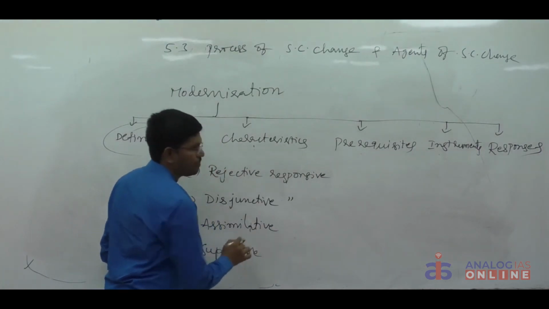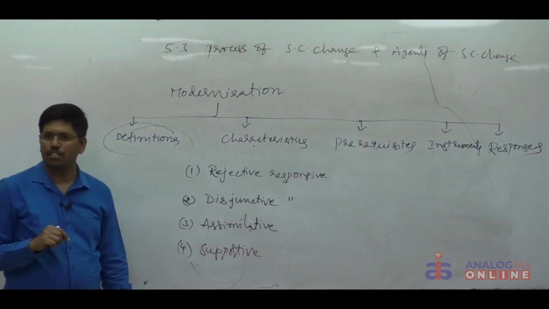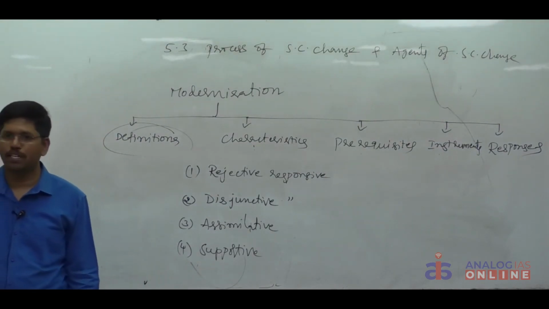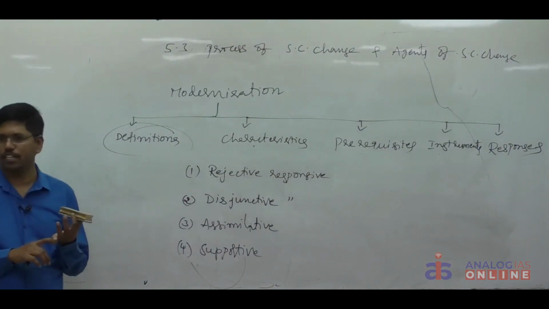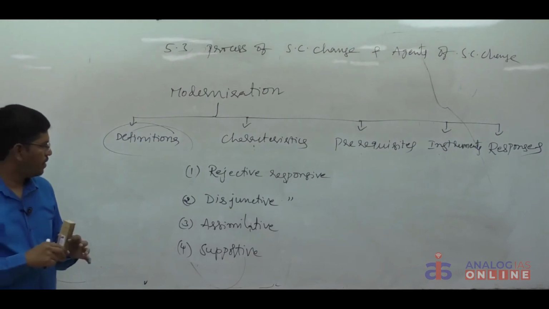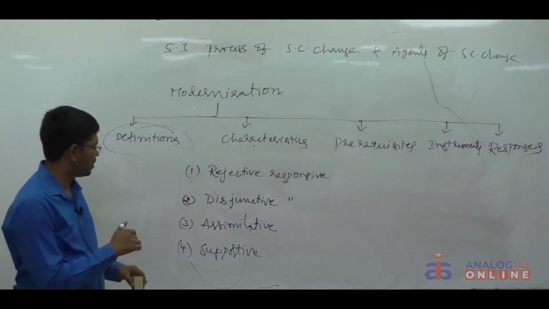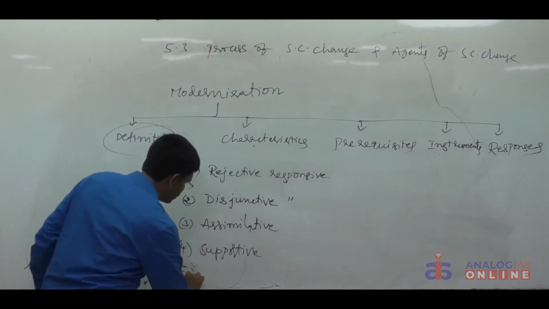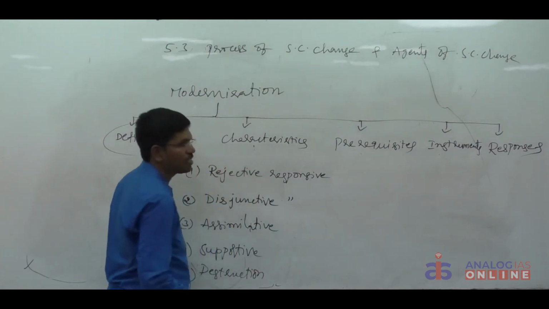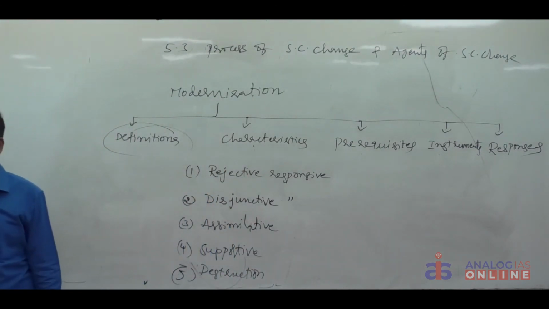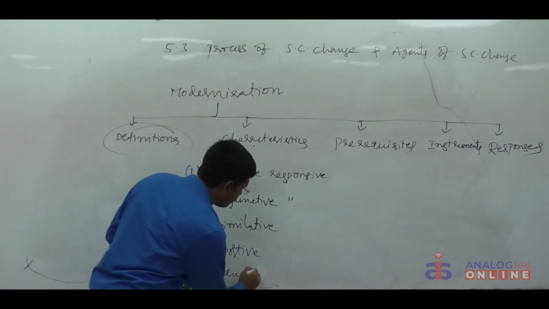Then supportive response. When the modernization is responsible for strengthening the traditional order, then that is called supportive response. Now the media, especially television programs, they are responsible for the easy dissemination of religious ideas. That's why modernization is responsible for supporting the existing traditional order. Then destructive response. When the modernization is responsible for the destruction of the traditional order, Jajmani system, that is called destructive response. These are the 5 ways of response.